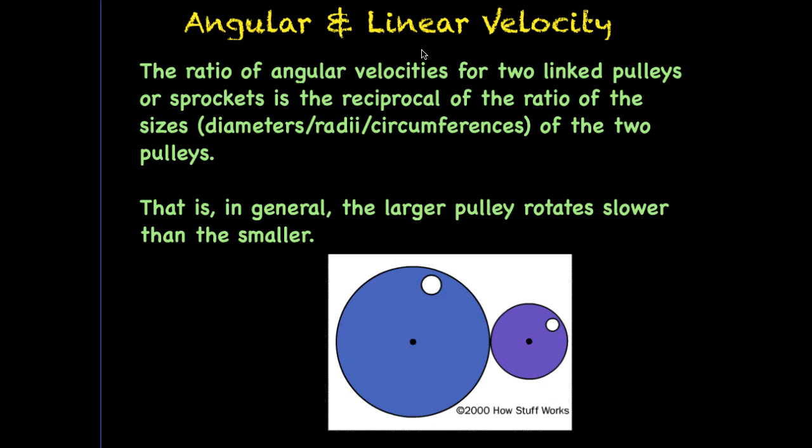Now let's look at velocity when we have two circular objects together, meaning they're rotating together by a belt. The one thing you have to understand, and I would write this in your notes to help you think about it, is that the ratio of angular velocities for two linked pulleys or sprockets is the reciprocal of the ratio of the sizes. Reciprocal means that they're flip-flopped. So, in other words, if this big one had 50 teeth and this small one had 25 teeth, that's 50 to 25, or in other words, 2 to 1.